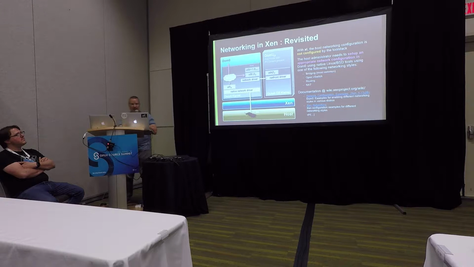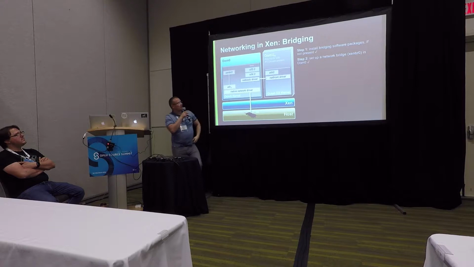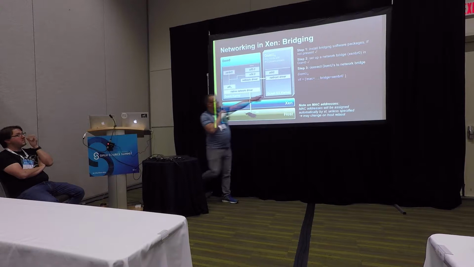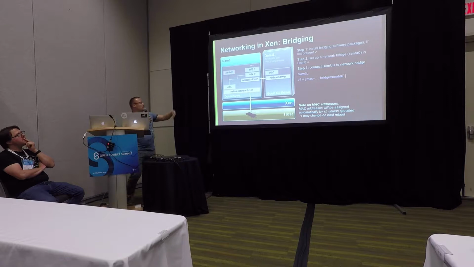So once you have bridging set up, in our case we had two bridges because of the way we set up VirtualBox. Basically, after the script has run, in a configuration file you connect each DomU virtual interface to the relevant bridge via an entry in the configuration file, which looks like that, with a MAC address and which bridge to connect to. The default is bridge 0, and then there are matching examples for different network topologies.